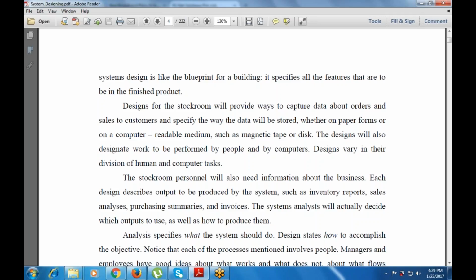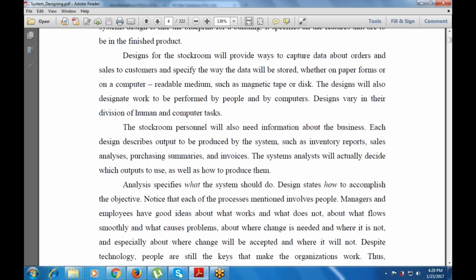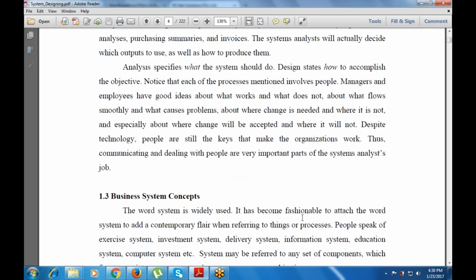Notice that each of the processes mentioned involves people. Managers and employees have a good idea about what works and what does not work, about what flows smoothly and what causes a problem, where change is needed, and especially where the change will be accepted and where it will not be accepted. Despite technology, people are still the key that makes the organization work. Therefore, communicating and dealing with people are a very important part of the system analyst's job.